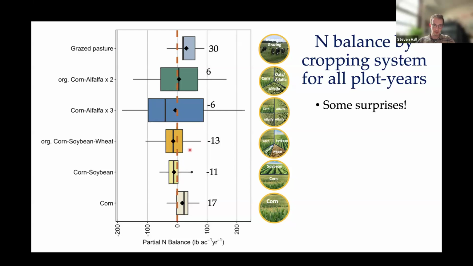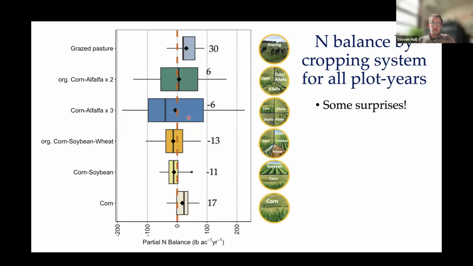Similar kind of story from this corn, soybean, wheat system, although the variability is a little bit wider. The fertility management for this system has changed over the years. It tended to be a little bit more negative in the beginning, and tends to be just slightly positive now with the addition of composted poultry manure into this system.